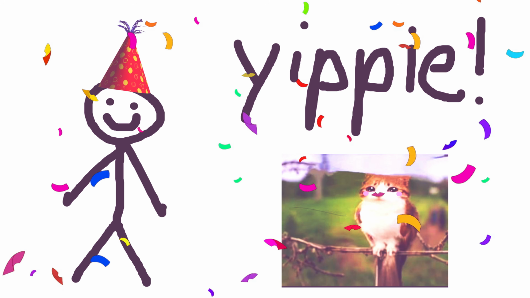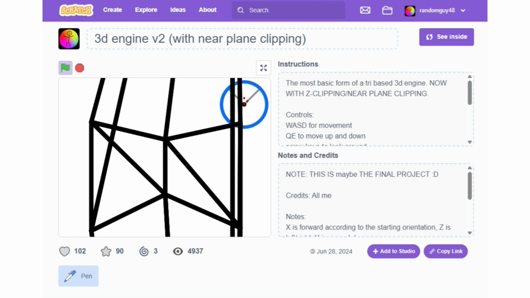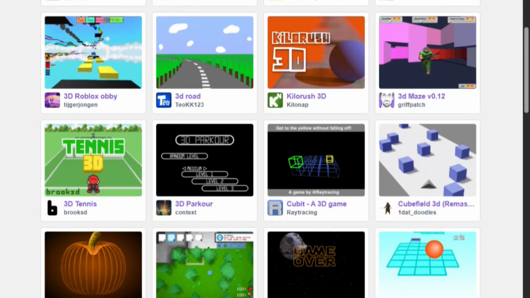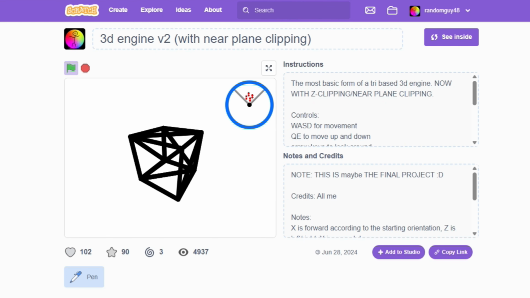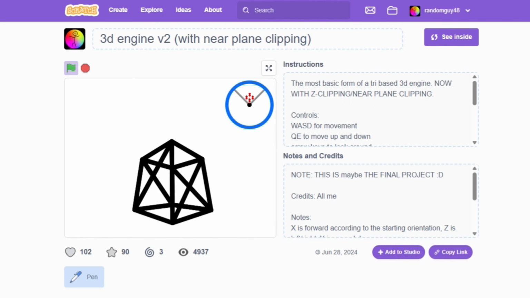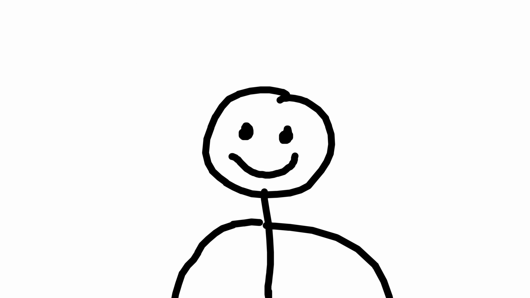And there you have it! We now have a project that is capable of rendering 3D scenes. But this 3D engine is different from all the other 3D renderers in Scratch. This one is special. See, this is the only 3D engine on the entire platform that was made by me.